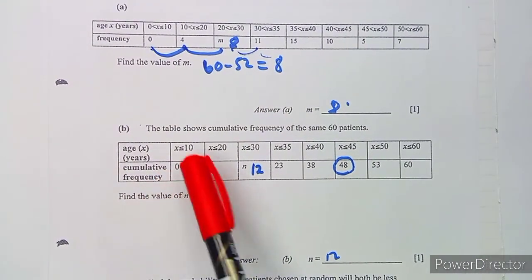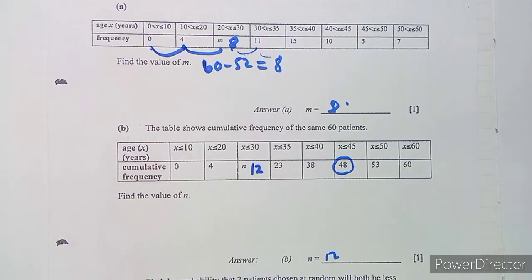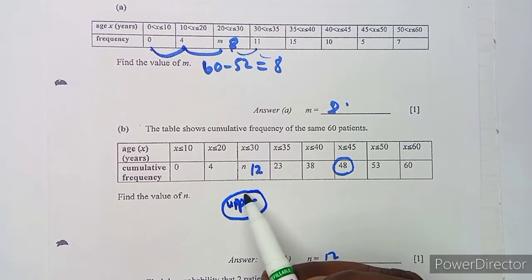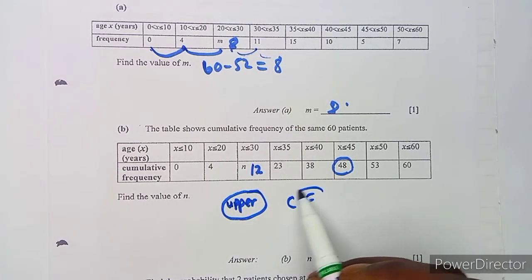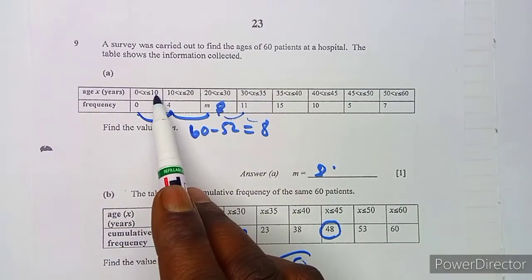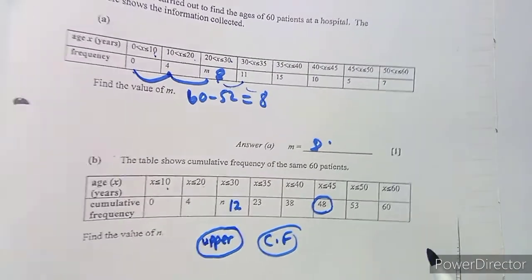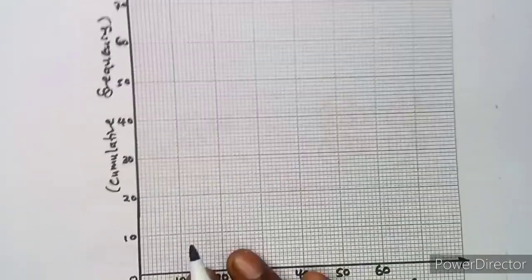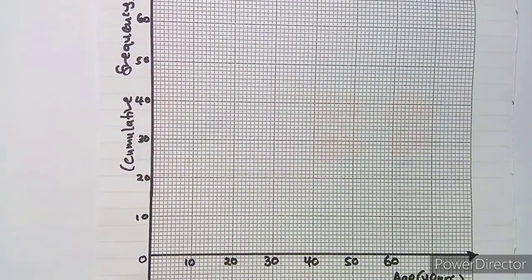This is an ogive. So how do you mark this? Remember, I told you guys, you use upper classes. You're going to work with upper classes versus the cumulative frequency. So these are the upper classes, 10, 20, 30. Okay, so you mark points, 10 versus 0. That's 10 here. This is your edge. So this is 10 versus 0, and you mark it as a point.